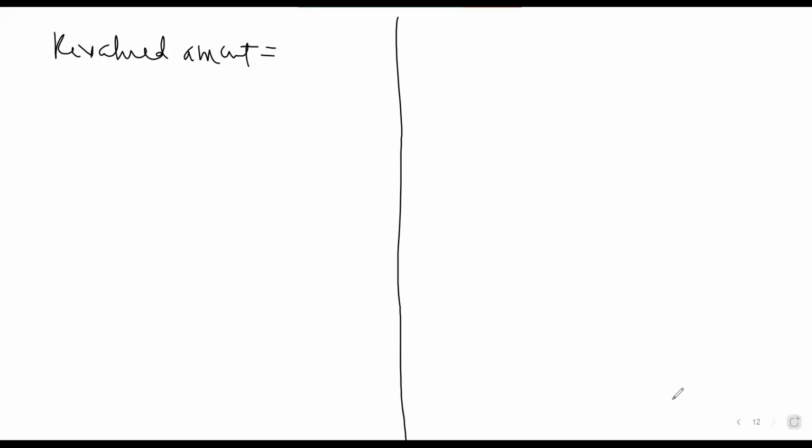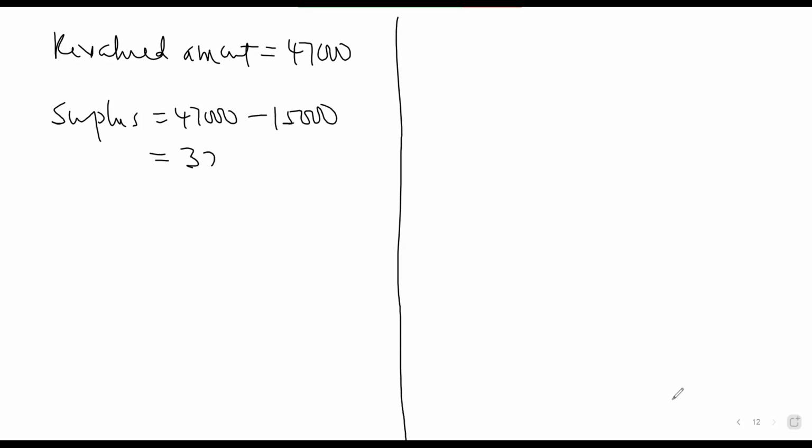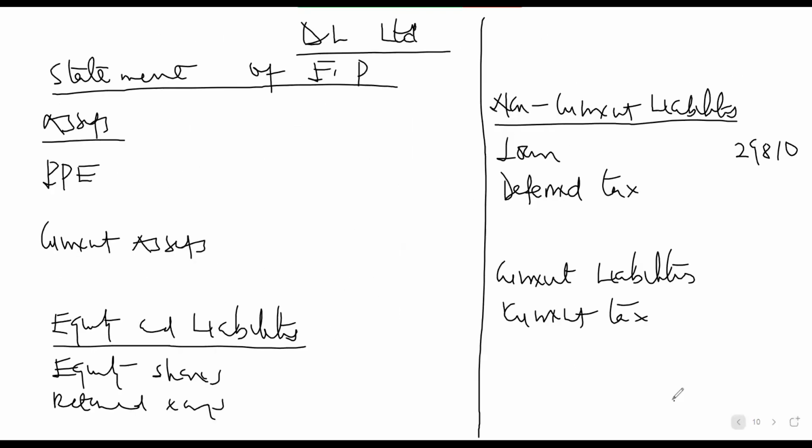$8,000 for land, 39,000 for building. So if you put the two together, what are we having? 47,000. So what will be the revaluation surplus? 47,000 minus 15,000. Am I correct? 32,000. This 32,000, this revaluation is for the current year, and this has not been recognized.